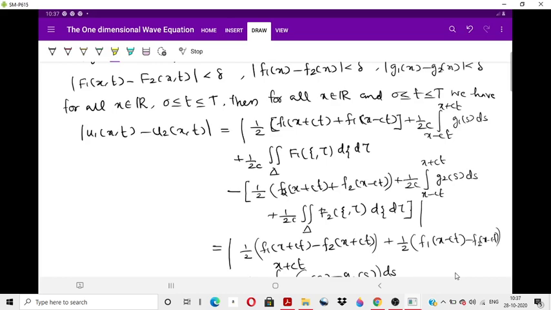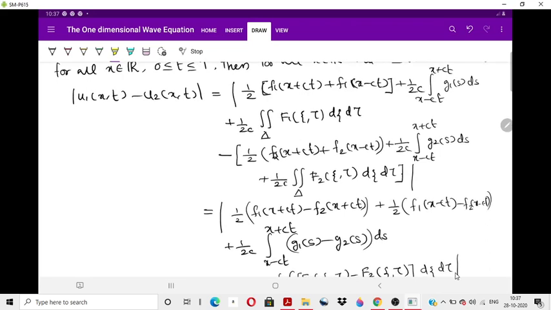Now this is under the modulus sign, and we know that mod of a plus b is less than or equal to mod a plus mod b. Before that, first of all, we combine like functions with the same values. That means f1 at the same point x+ct. So from the first one, 1/2 into f1(x+ct), and there is minus 1/2 into f2(x+ct) from u2. So we combine like that, and we can write it as 1/2 into f1(x+ct) minus f2(x+ct).